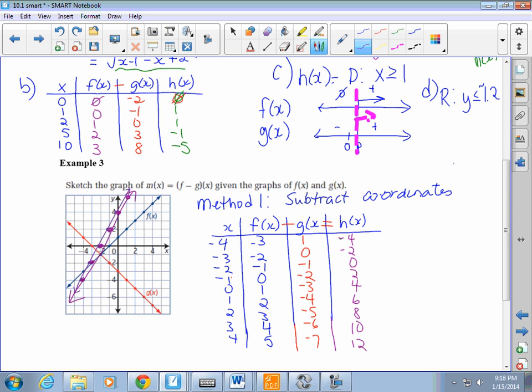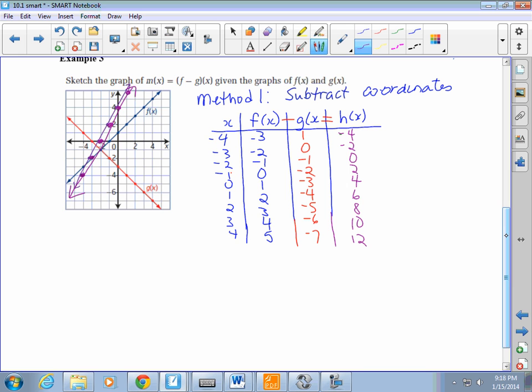Method 2. Method 2 is easy enough to do when you have just linear functions. It gets a little bit trickier when you have quadratics or a square root function or whatever, because then you have to use transformations and your stretches and so on in order to find out what your equation is.